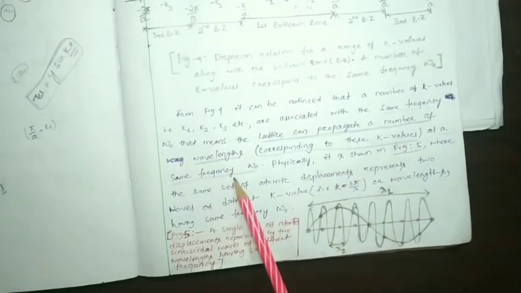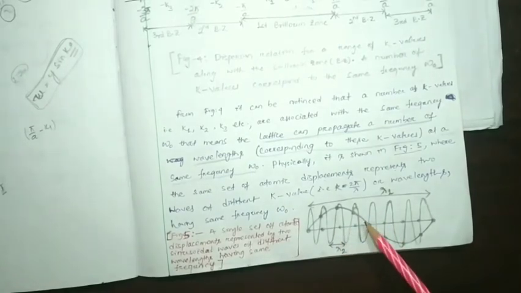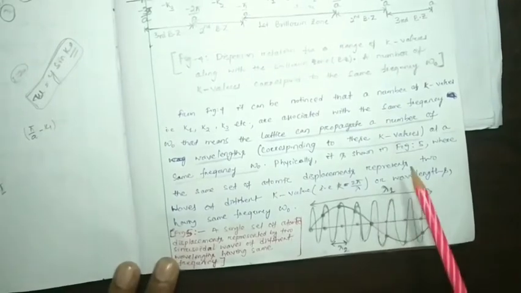Yes, here I don't have space in my note, so I have written only the name of the figure over here, but you have to draw this figure carefully, beautifully here, and write the name of the figure at the bottom of the figure. So here the corresponding k values are at the same frequency omega 0. Physically it is shown in this figure. This is the physical representation of different wavelengths having the same frequency omega 0.